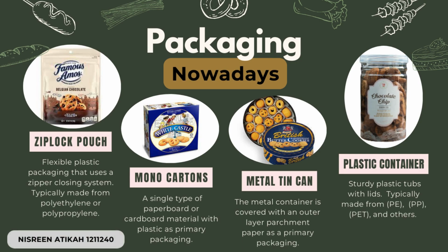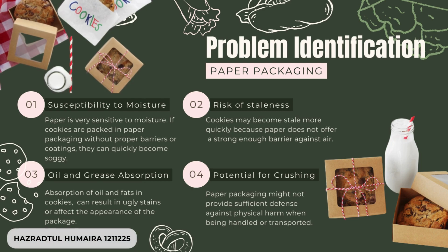Actually, there are many more packaging types in the market, but I only took a few of them as examples. First, Ziploc pouch, a flexible plastic packaging that uses a zipper closing system. Monocartons, a single type of paperboard or cardboard material with plastic as a primary packaging. Metal tin can, the metal container is covered with an outer layer of parchment paper as a primary packaging. And the last one, plastic container, sturdy plastic tubs with lids. Next, problem identification for paper packaging.